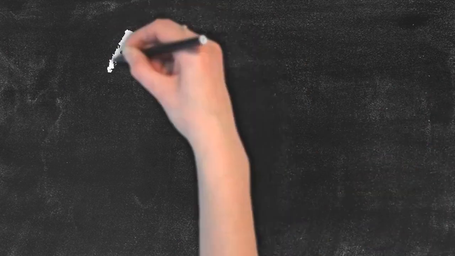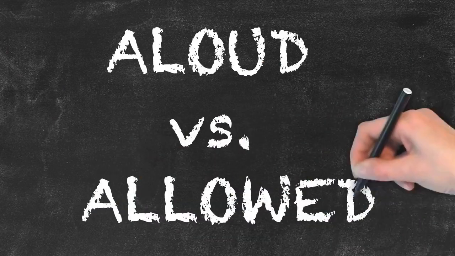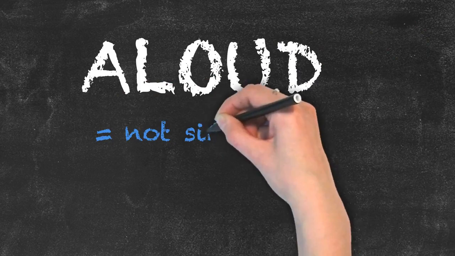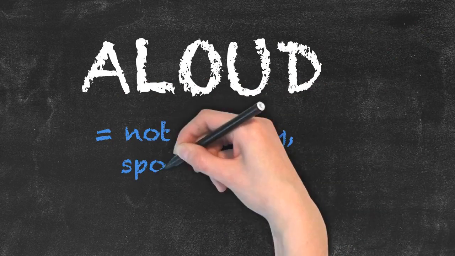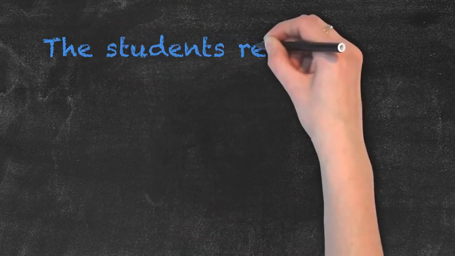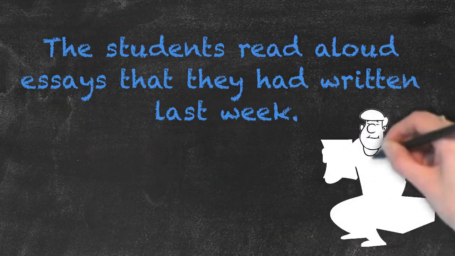Aloud versus allowed. Due to their similar pronunciation, these two words are easily confused in English. Let's take a closer look. The word aloud is an adverb and means not silently, but spoken out loud. For example, the students read aloud essays that they had written last week.